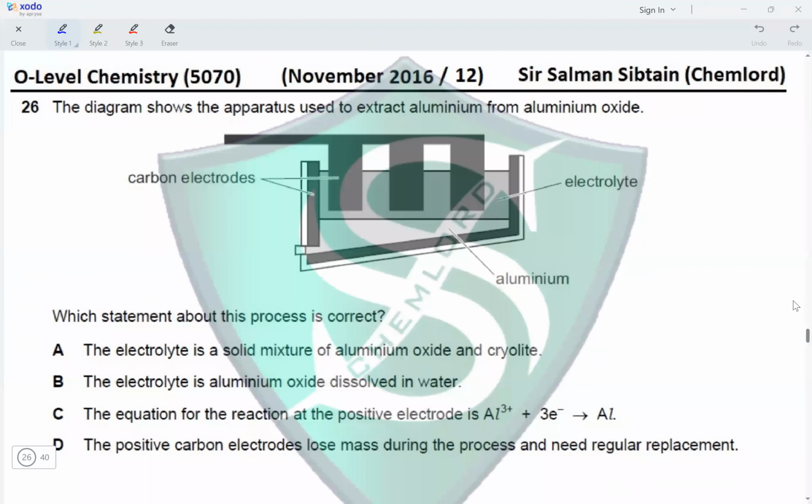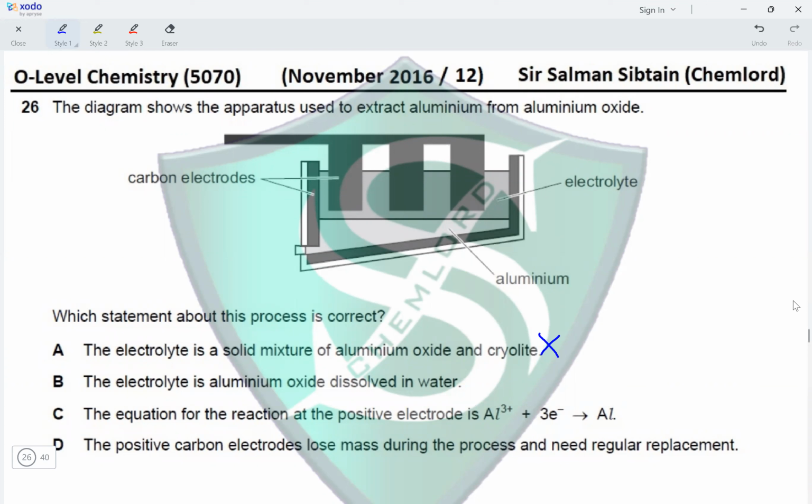Question 26. The diagram shows the apparatus used to extract aluminum from aluminum oxide. Which statement about this process is correct? The electrolyte is a solid mixture of aluminum oxide and cryolite. It is a liquid mixture of aluminum oxide and cryolite.